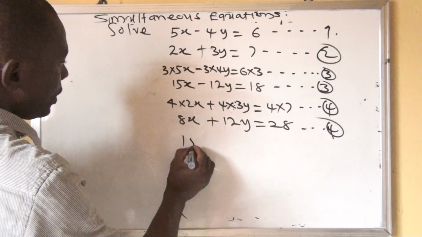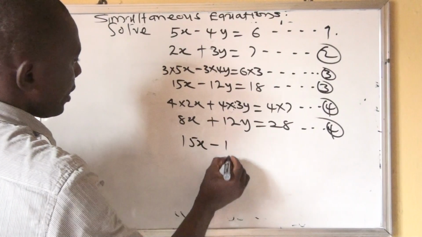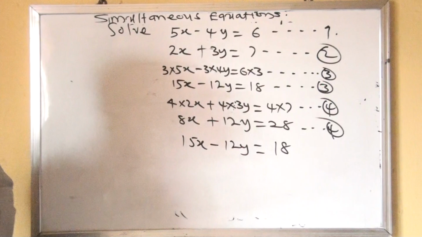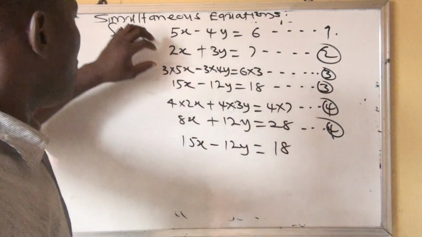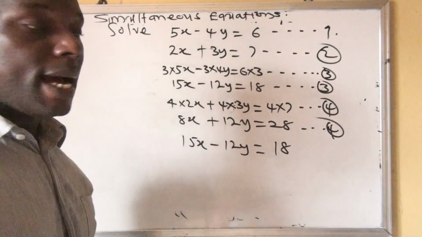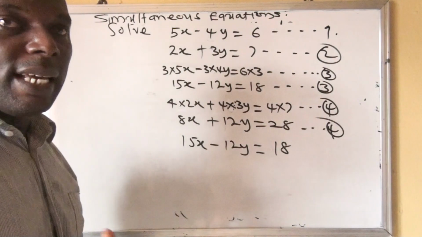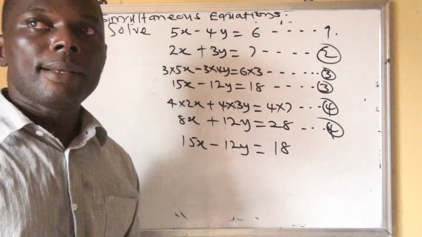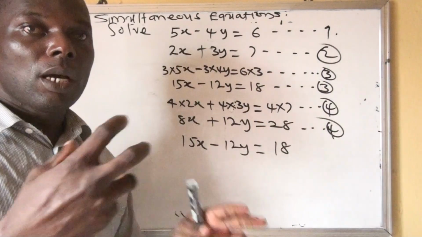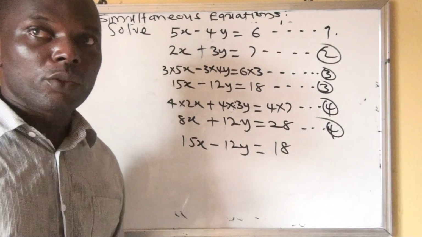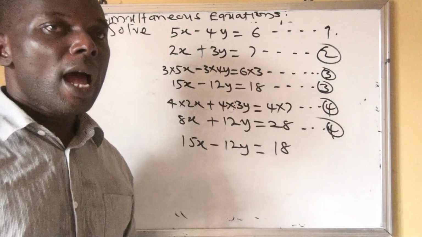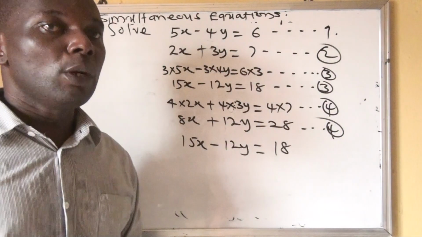Okay, now let's bring equation 3 here. Equation 3 is 15x minus 12y is equal to 18. Now, we have done step 1, step 2, and step 3. So in step 4, we said that you have to choose which one you intend to eliminate. Then the next step is to know the coefficient of the unknown in both equations. So you reverse it: you use the coefficient of equation 2 to multiply the whole of equation 1, and the coefficient of equation 1 to multiply the whole of equation 2.